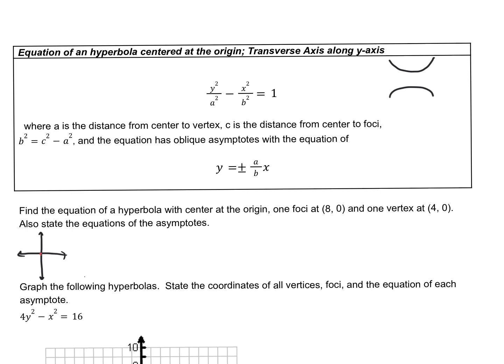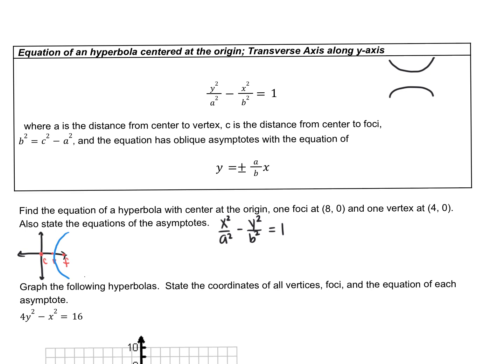So you have your center at (0, 0), a vertex at (4, 0), and your foci at (8, 0). Just like with a parabola, one side of your hyperbola opens in the direction of your focus. So it goes through your vertex and opens towards your focus. That tells me this hyperbola is opening along the x-axis. So I'm going to be using the equation x squared over a squared minus y squared over b squared equals 1.